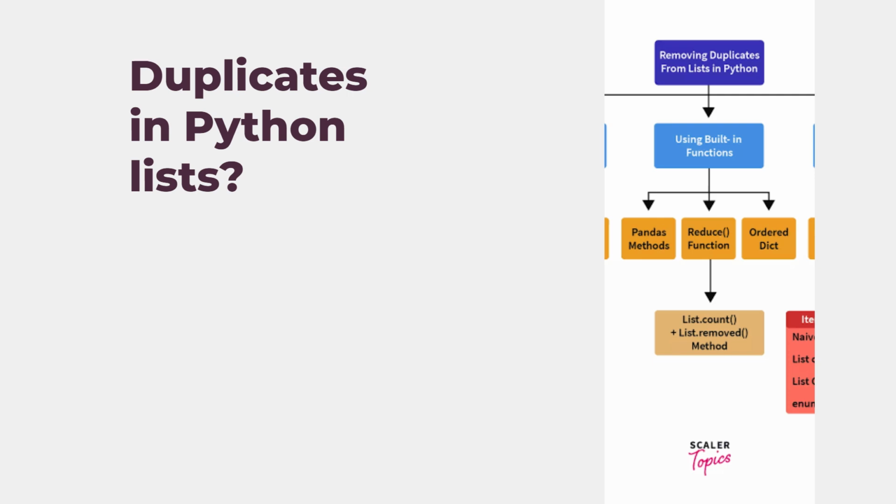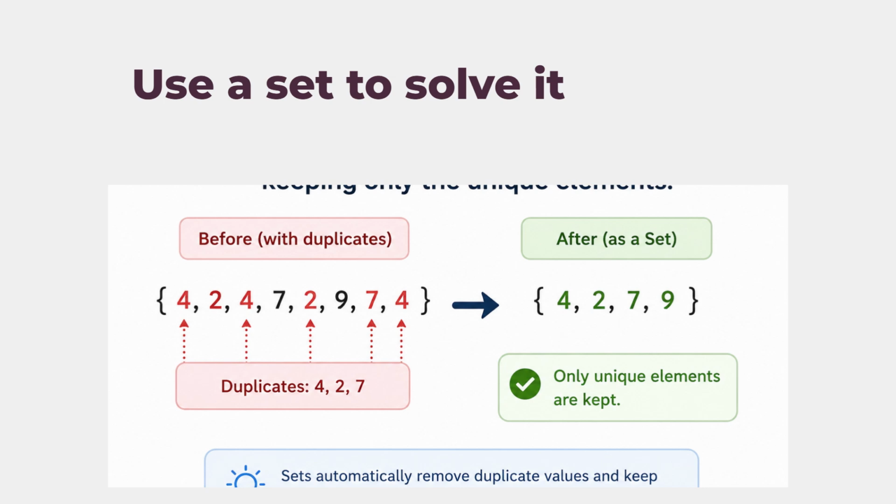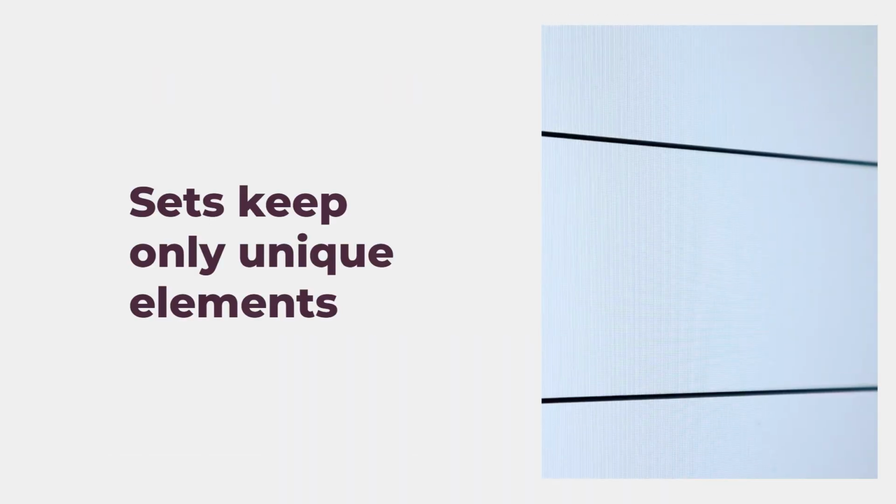Ever faced pesky duplicates in your Python lists? Here's the fastest way to solve it. Use a set. Sets automatically remove duplicate values, keeping only the unique elements.